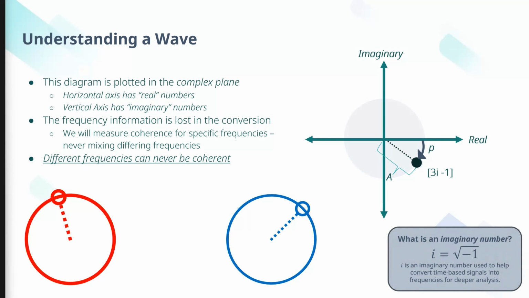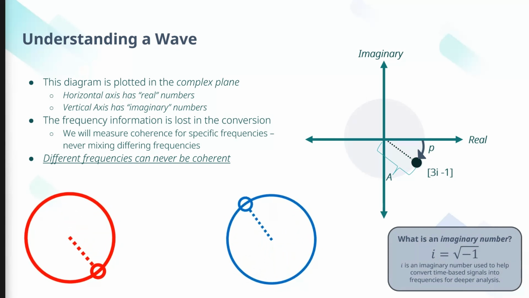All we need to know is that now we can actually plot data on this complex plane and still find out the phase and the amplitude from it. But one thing you may notice is when we just plot a single point, we're losing that frequency, the speed that that thing was rotating at. And that's why for coherence, we're only going to compare specific frequencies. We're never mixing different frequencies because different frequencies can never be coherent.